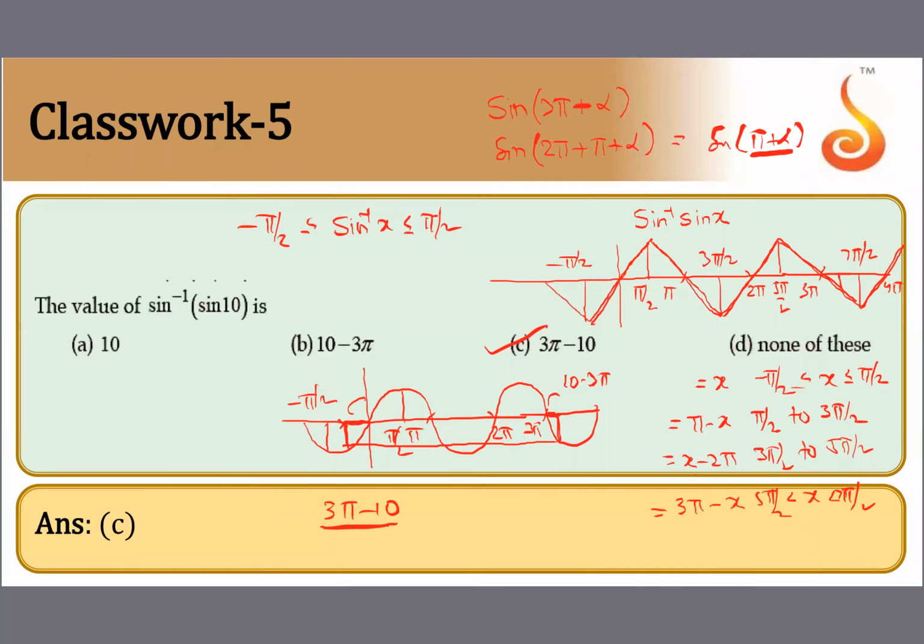Please, all of you concentrate. From minus pi by 2 to plus pi by 2 it is x. From pi by 2 to 3 pi by 2, it is pi minus x. You can write the line equation also. Slope is minus 1, passes through pi comma 0. You get pi minus x only.